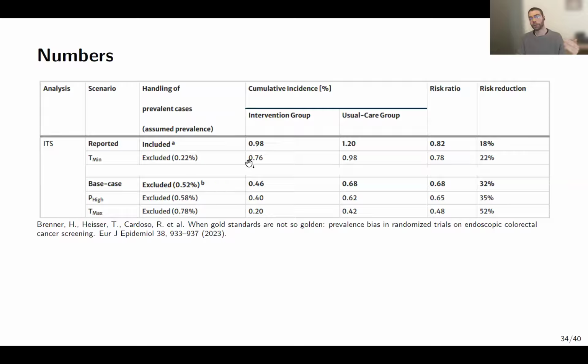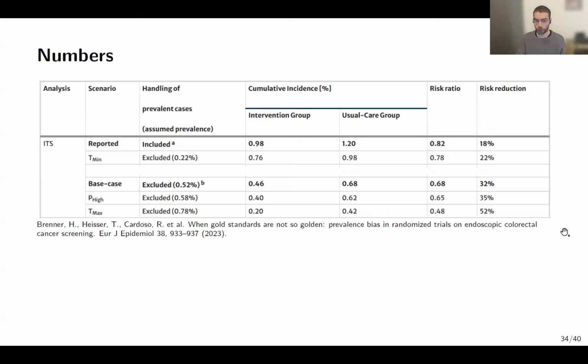And now they redo the calculations for the two risks by taking these people out both from the numerator and the denominator, as if the prevalent cases were excluded, and they calculate a different risk under treatment and a different risk under control. And they obtain a different risk ratio. And then they do this for different possible prevalences of prevalent colorectal cancers at baseline. And what you can see is that the risk ratio goes from 0.82 to 0.48.